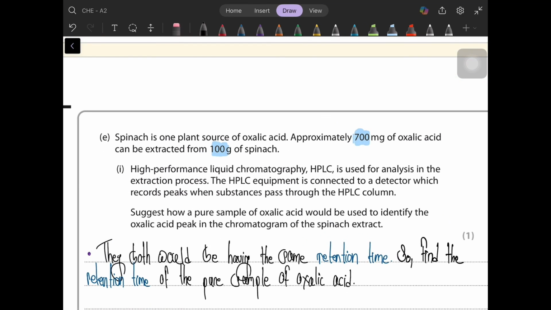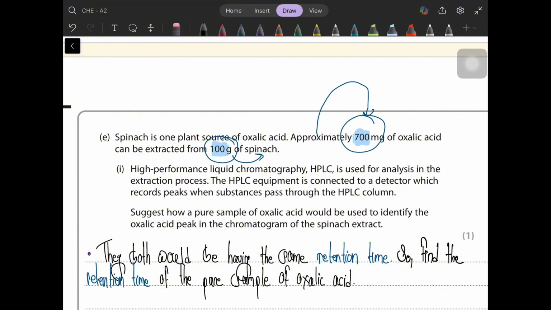Spinach is one plant source of oxalic acid. Approximately 700 milligram of oxalic acid can be extracted from 100 gram of spinach. From 100 gram of this spinach, we can get 700 milligram of this acid. High performance liquid chromatography, HPLC, is used to analyze the extraction process.